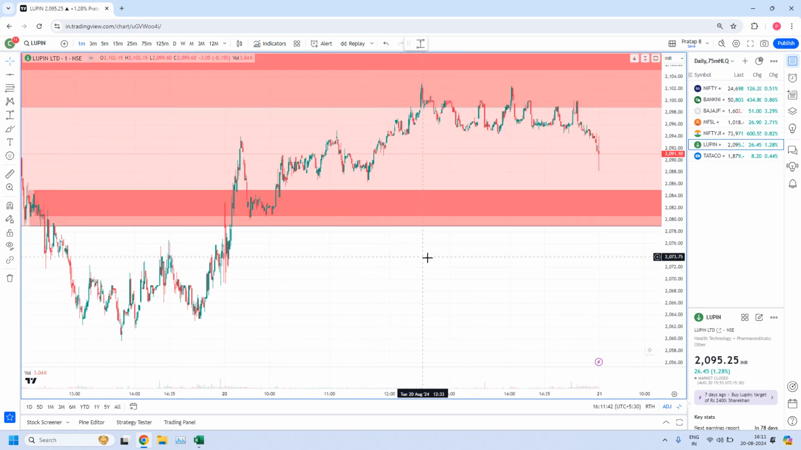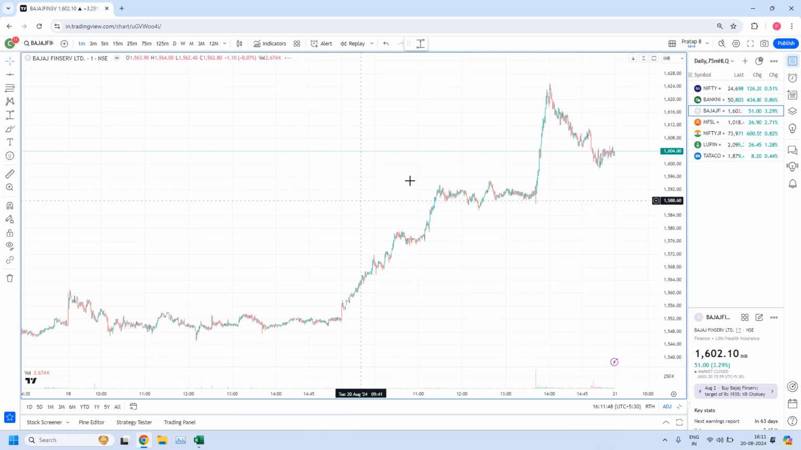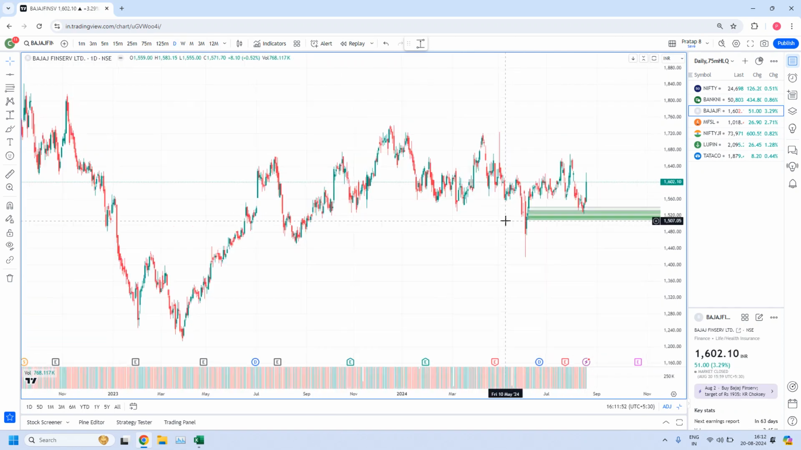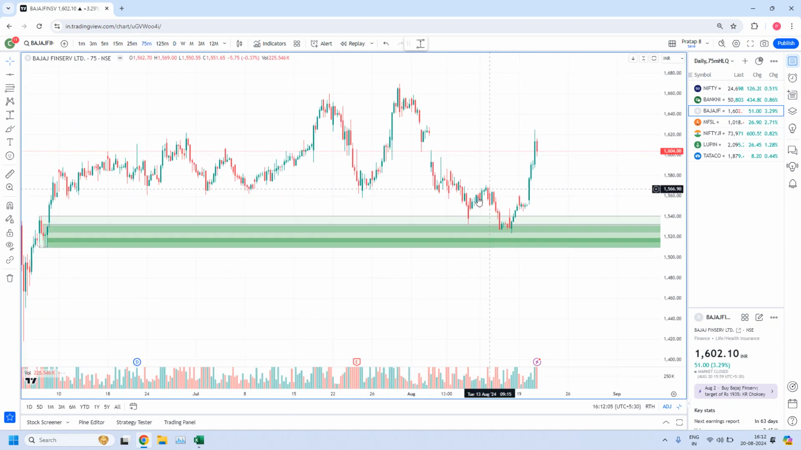So anyway, this is a stopped out trade in Lupin, and apart from that, 3 more stocks identified. They are all daily zones, but let me explain how I fine-tuned. The first one is Bajaj Finance, a daily high liquidity demand zone, rally, base, rally. These are daily candles, rally, base, rally. And this daily zone is fine-tuned with the 75 minutes time frame.